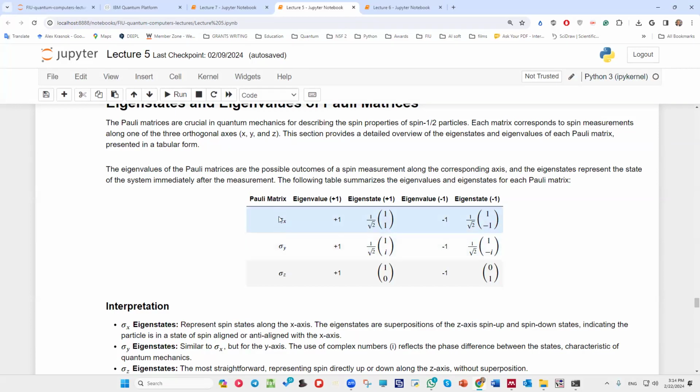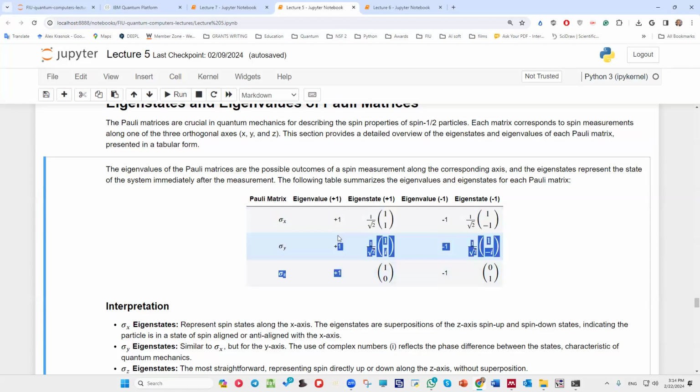And these Pauli matrices, of course, are 2 by 2 matrices, and they have two eigenstates and two eigenvalues. The eigenvalues are all the same because this is basically the result of measuring the spin. It can be along x or along minus x, along y, along minus y, and the same for z. However, the eigenstates are different. Eigenvalues are the same, eigenstates are different.